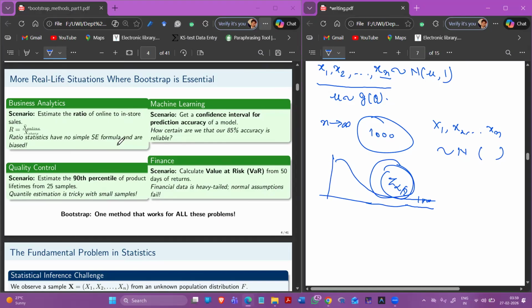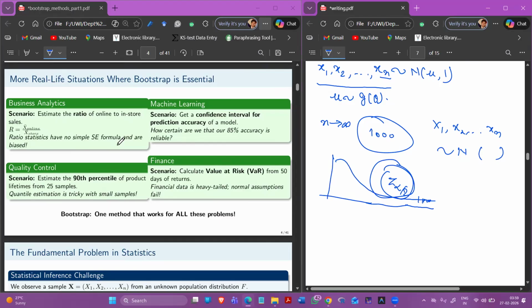The third scenario is to get a confidence interval for the prediction accuracy of a model. How certain are we that our 85% accuracy is reliable? How will you find that out? Whatever the 85% accuracy you are finding, is it reliable? How will you find out? Directly you cannot find that out.